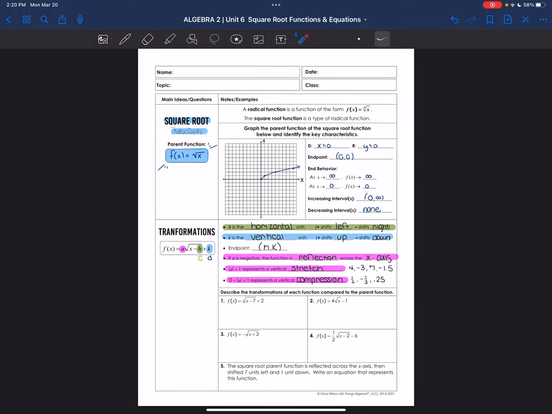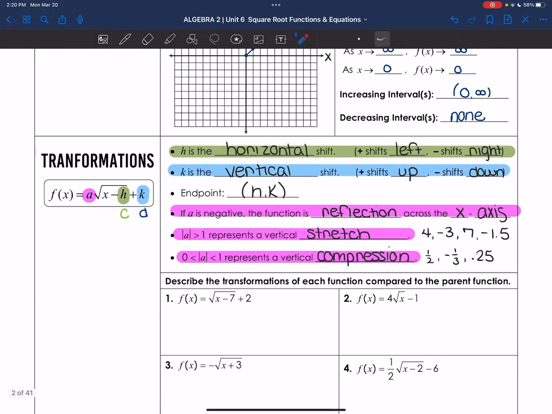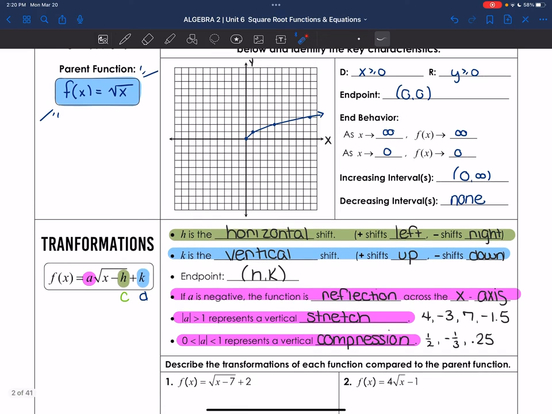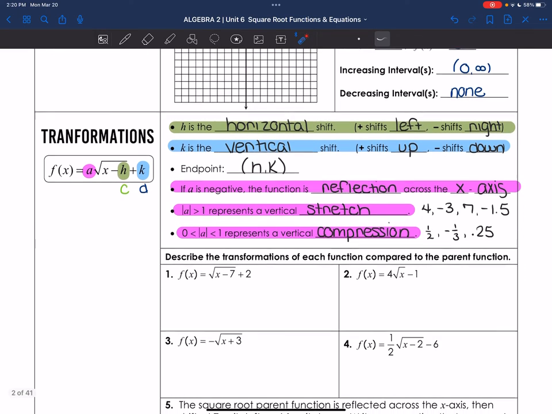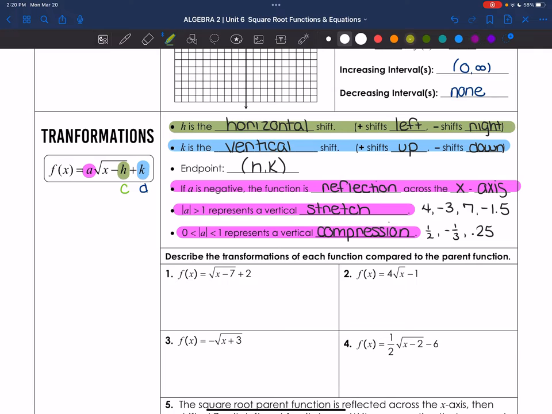All right, so for example, number 1, we have some values. Do you see how this function is very different from our previous function? Let's take a moment to highlight, and please use the colors that I am using. Let's look at where that 7 is. It's inside the radical. So that is our h value. What is that going to cause to happen to our parent function graph? Because it is a -7, that's going to cause it to move to the right 7 units.